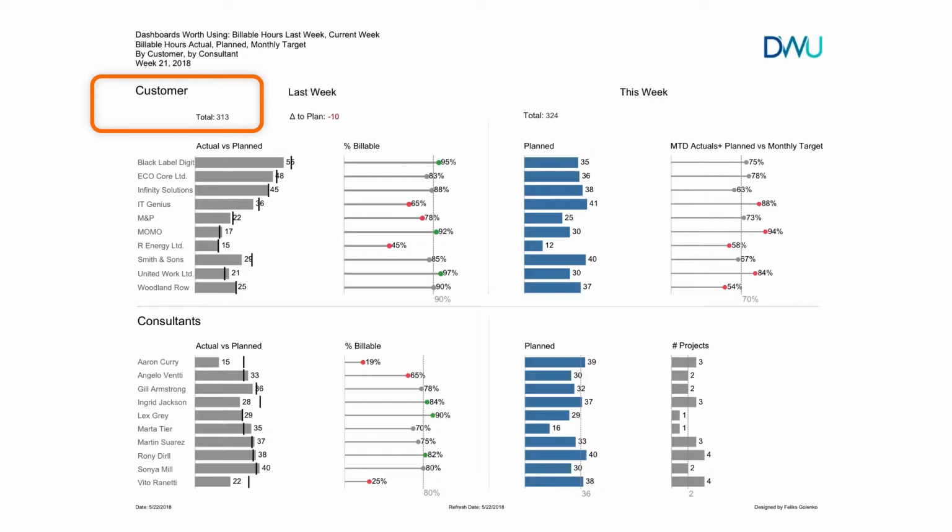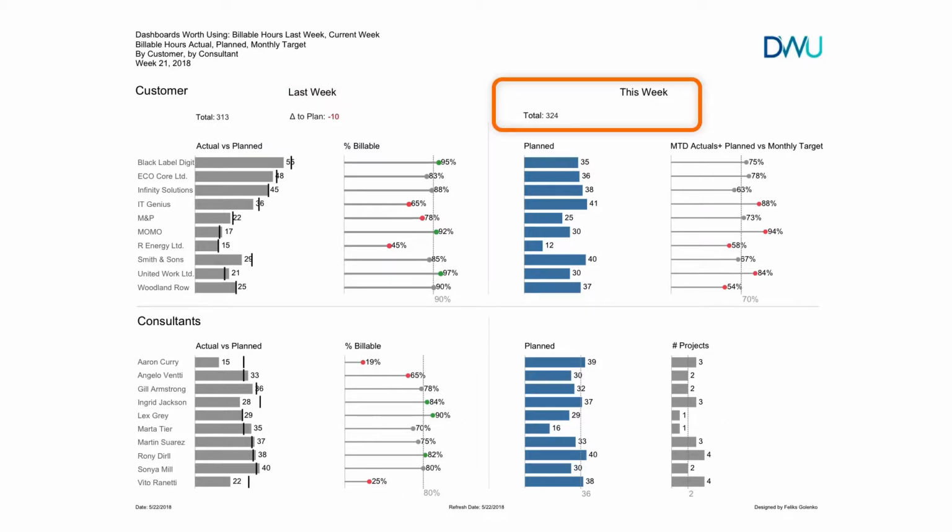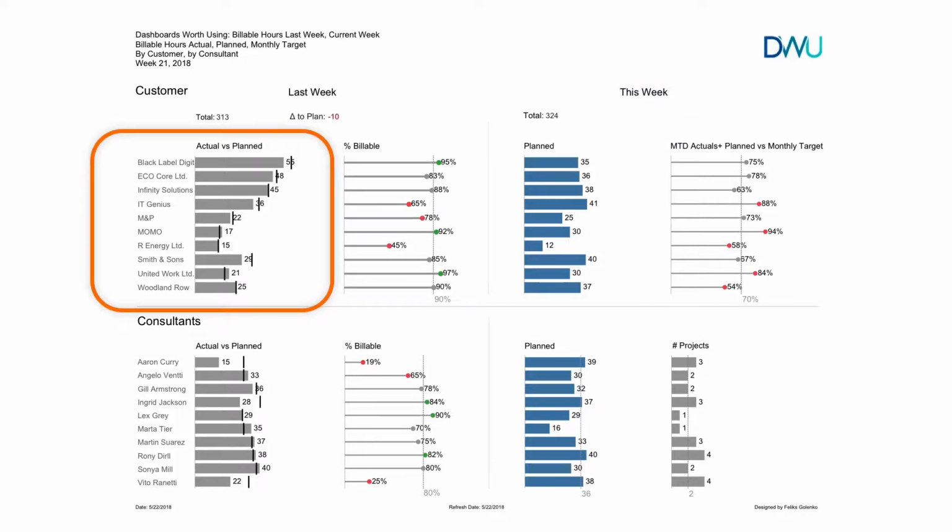Now, in the header, I have got the totals. First, the total number of billable hours that we had last week. We also show the delta to plan, the difference to the plan. In this case, it is red, it's minus 10, but in relation to 313, that's not so bad. And we show also for this week how many billable hours are planned or allocated.